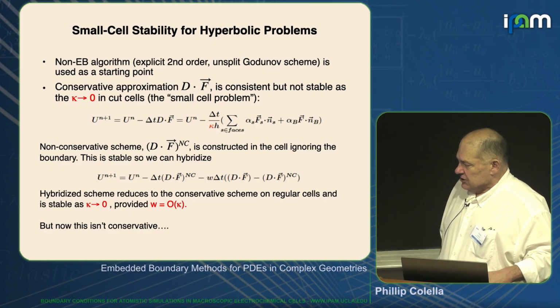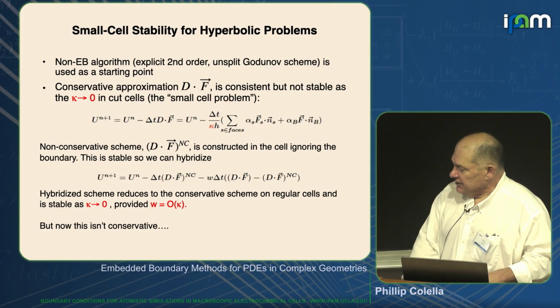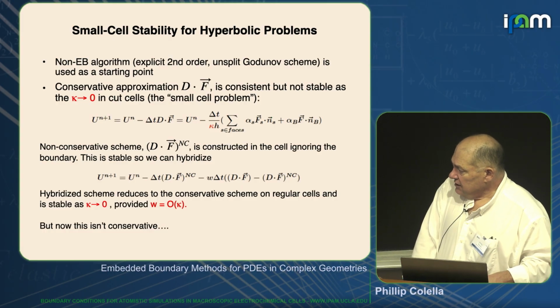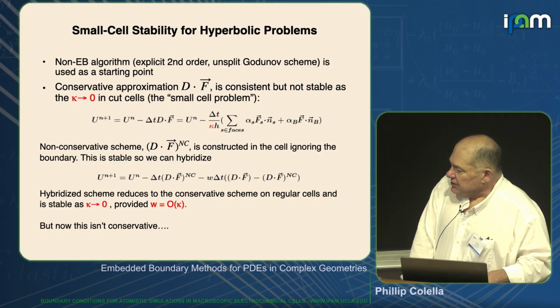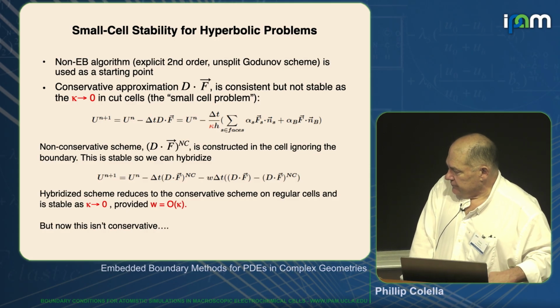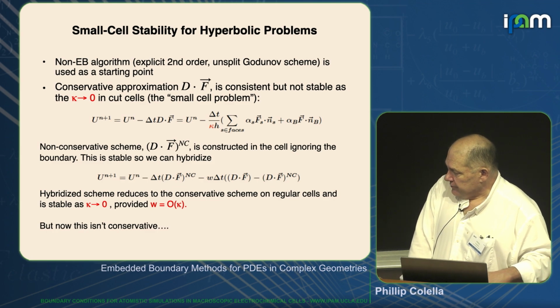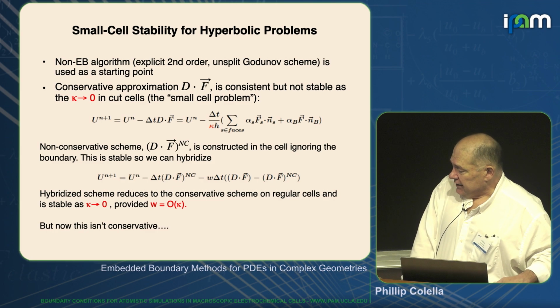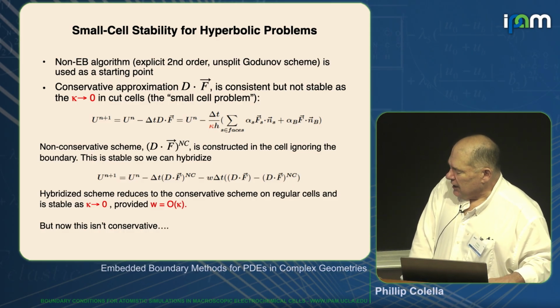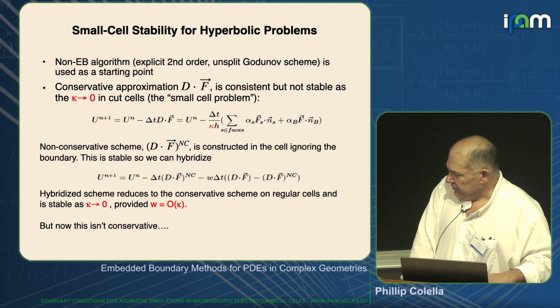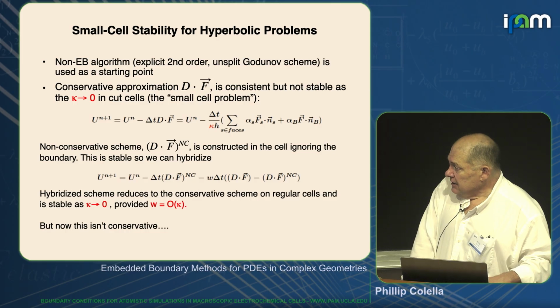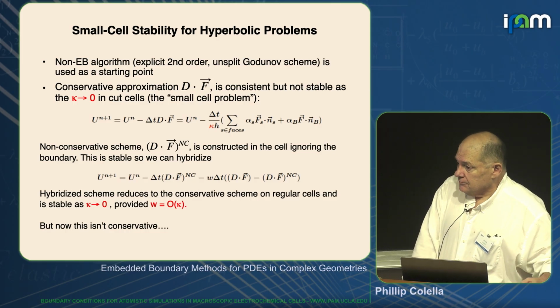And we say u^(n+1) is equal to u^n minus the non-conservative scheme times delta t, plus some weight times delta t times the difference between conservative and non-conservative. So if the weight is 1, then you recover your conservative scheme again. If W goes to 0 like kappa, then you get something that's stable.